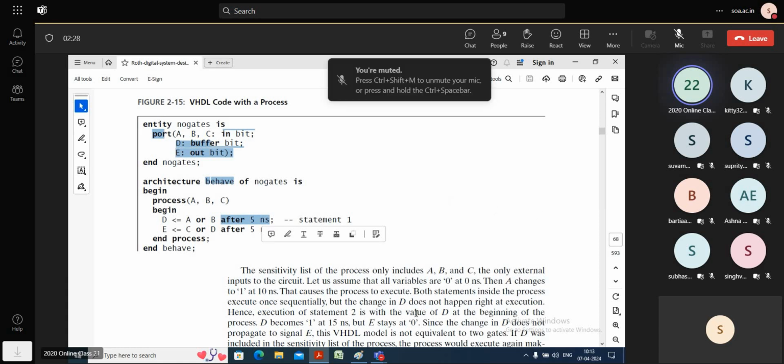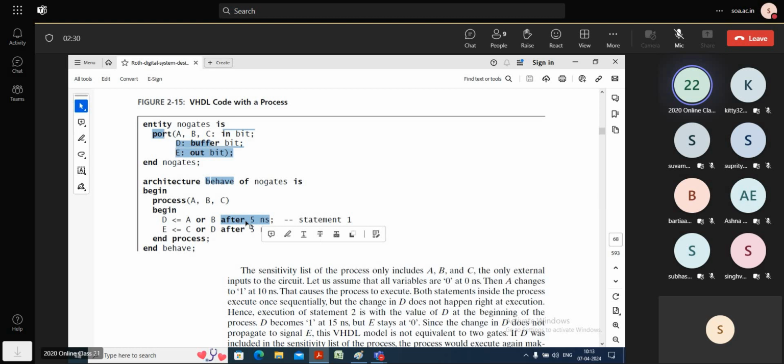So that's why the change in D does not happen right at the execution. It takes 5 nanoseconds. So D will become 1 after 15 nanoseconds: A is changed to 1 at 10 nanoseconds, so after 5 nanoseconds, meaning after 15 nanoseconds, this D will become 1.